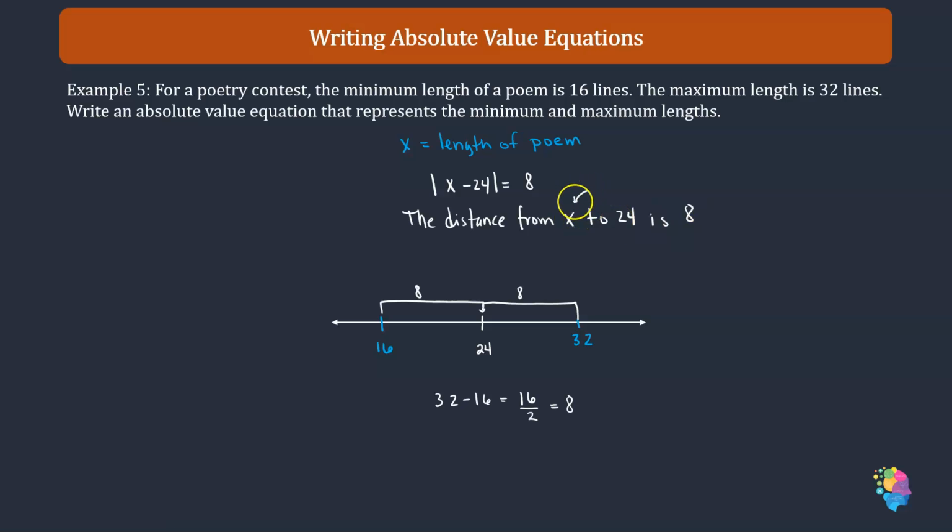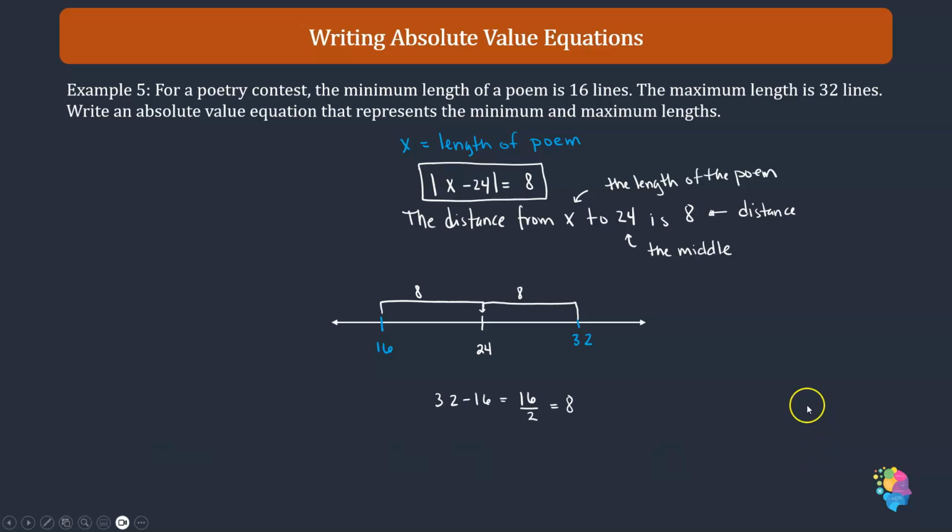Where x, remember, represents the length of the poem. "24" is the middle between 16 and 32, and 8 is the distance to the middle, or the pretend 0. This is what they're asking us to do to find the equation.